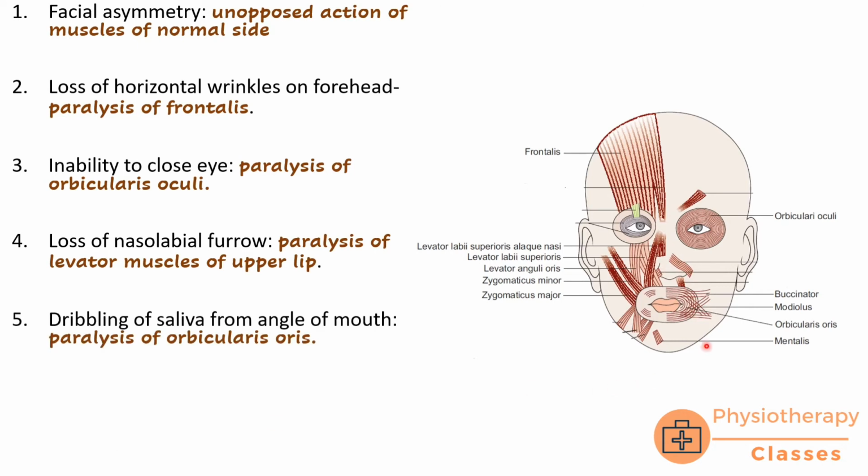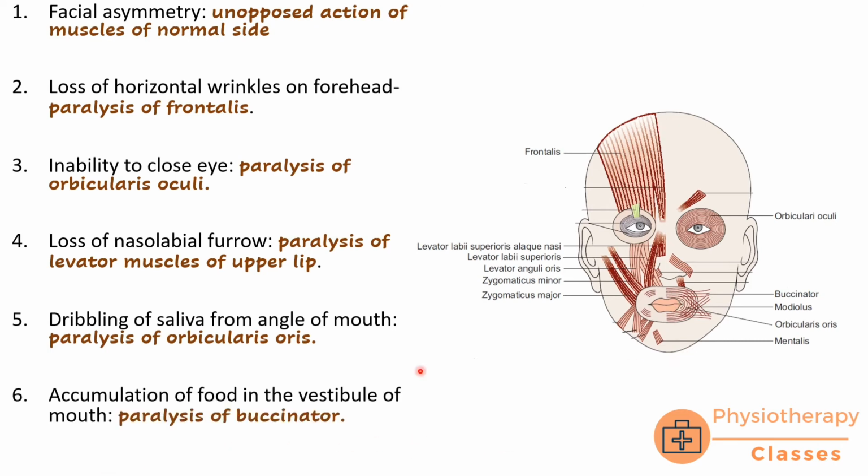Next, the dribbling of saliva from the angle of mouth. Now in the lips and around that, we have a muscle which is known as orbicularis oris. Oris is for mouth, and this is also like an orbit. So when this muscle is paralyzed, the mouth cannot be closed properly. There will be a gap between the two lips, right? They cannot be articulated against each other. Because of that, there will be dribbling of saliva from the angle of the mouth.